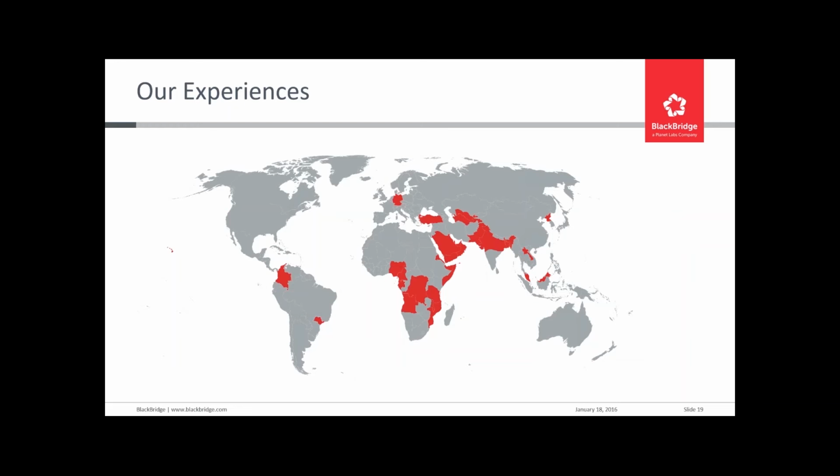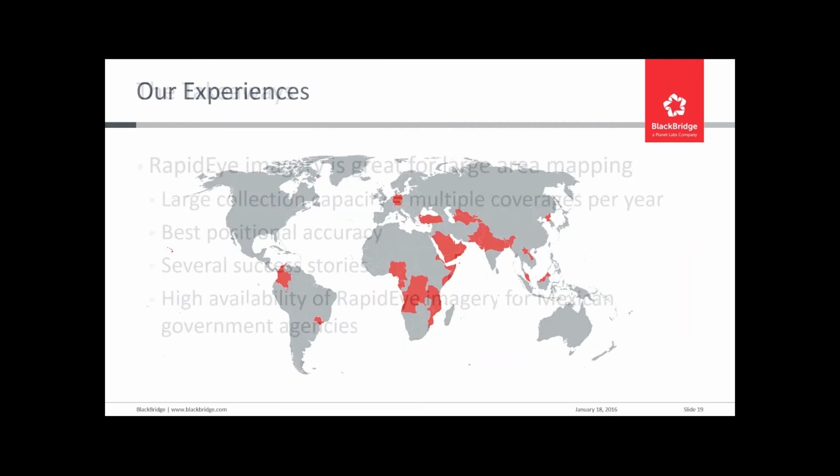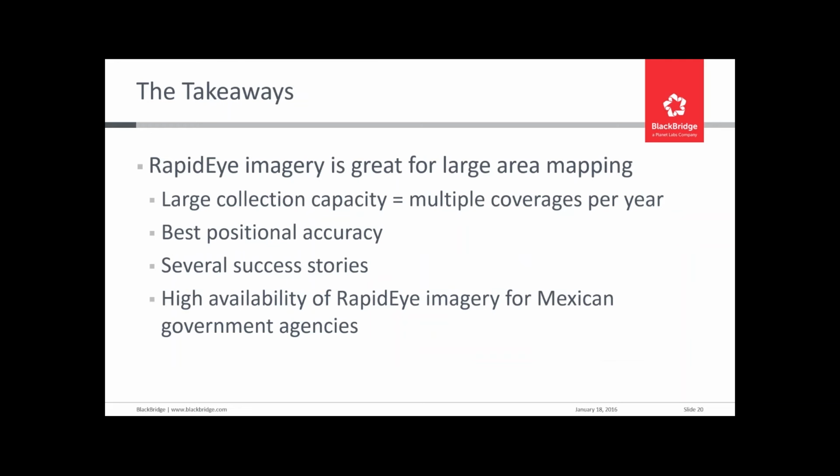We have built mosaics in several parts of the world, or our customers have built mosaics in several parts of the world. This map just shows one of our latest mosaics. And as takeaways, I will tell you that RapidEye imagery is great for large area mapping and for building mosaics, especially because of our positional accuracy, our large collection capability, and also because of the licensing that allows sharing the information between several users. So this is the story from our side.